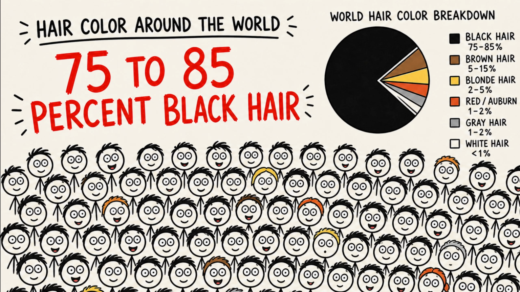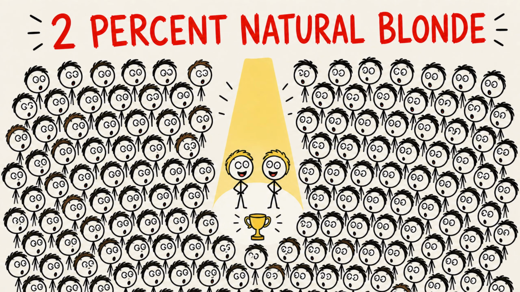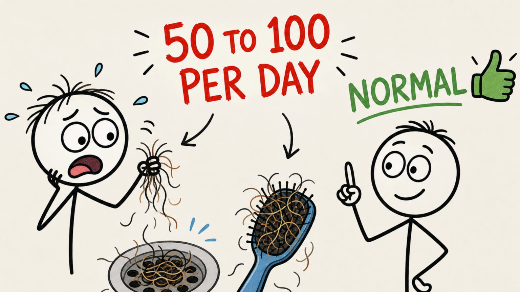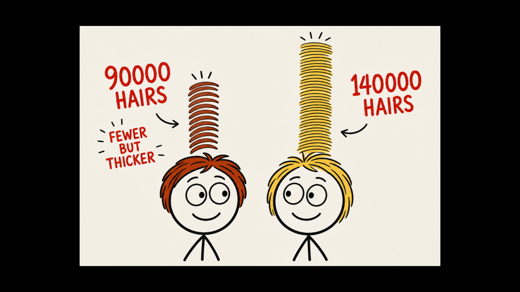Black hair is the most common color on Earth, about 75 to 85% of all humans. Blonde hair is actually the rarest natural color, found in only 2% of people worldwide. You lose 50 to 100 hairs every single day. Don't panic. And redheads? They have fewer individual hairs, only about 90,000 compared to 140,000 for blondes.